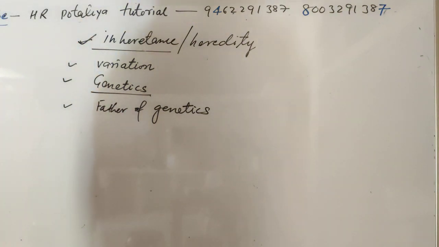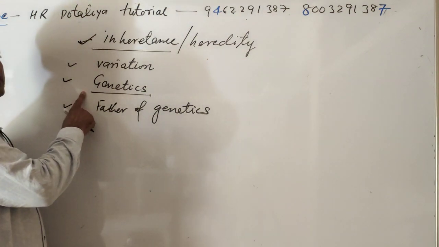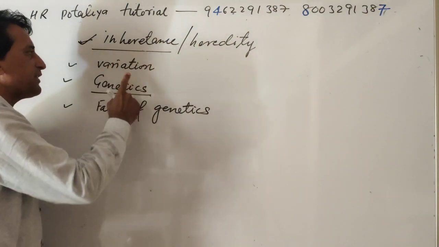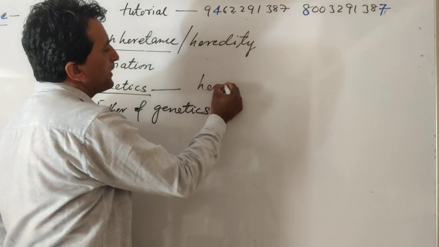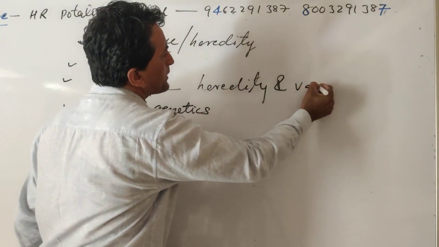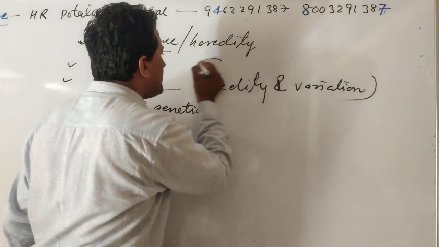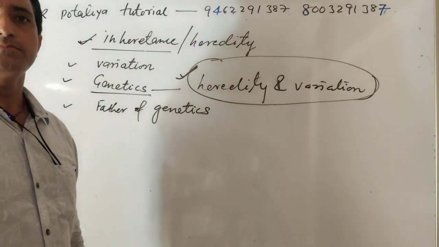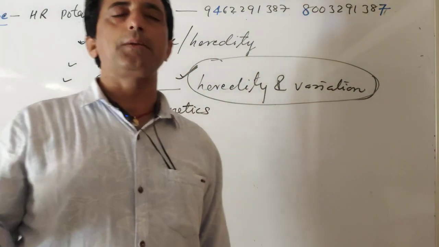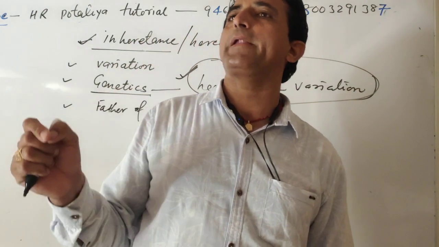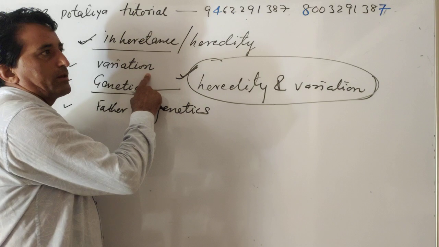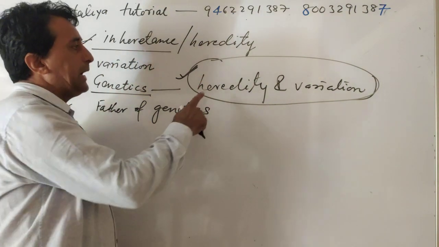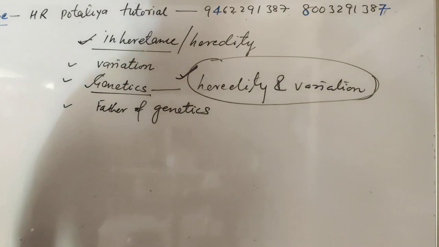Now another term, that is genetics. What is genetics? Genetics is the branch of biology or science where we study heredity and variation. Yani, jahan par aap heredity and variation ko study karte hain, that term is known as genetics. A simple thing: some traits are similar with parents, but some are different from parents. Different means there is variation. And transfer from one generation to another generation is heredity. When we study both heredity and variation, that branch is known as genetics.